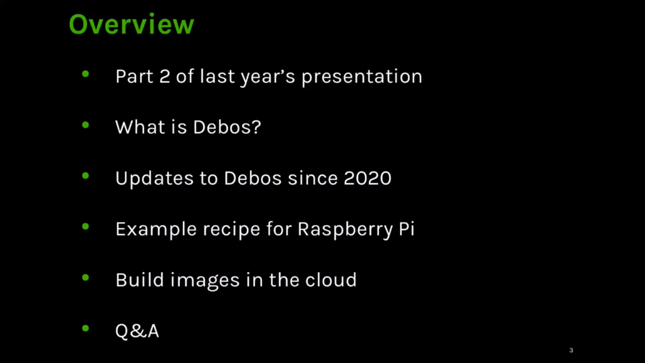So we're going to go through what Debos actually is, why you should use Debos compared to some other tools, and that sort of thing. And I'm going to give some updates to what we've done in Debos since this time last year. I'm going to go through some example recipes, including a Raspberry Pi recipe, and also how to build some images in the cloud. So building images on GitHub as well as GitLab using the CI that's in the cloud. That's going to be hopefully a nice, interesting part for you. And then at the end, we're going to have a question and answer session.